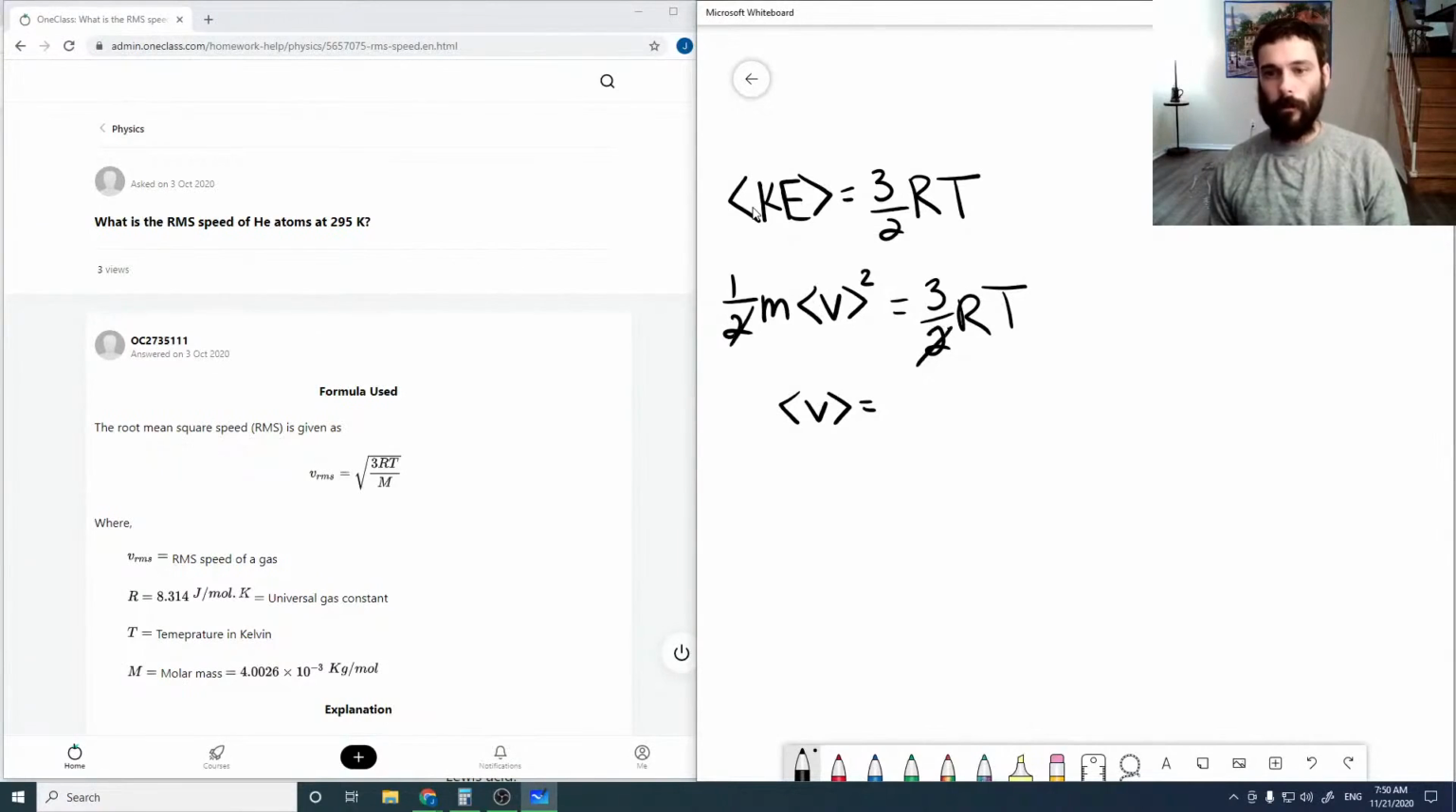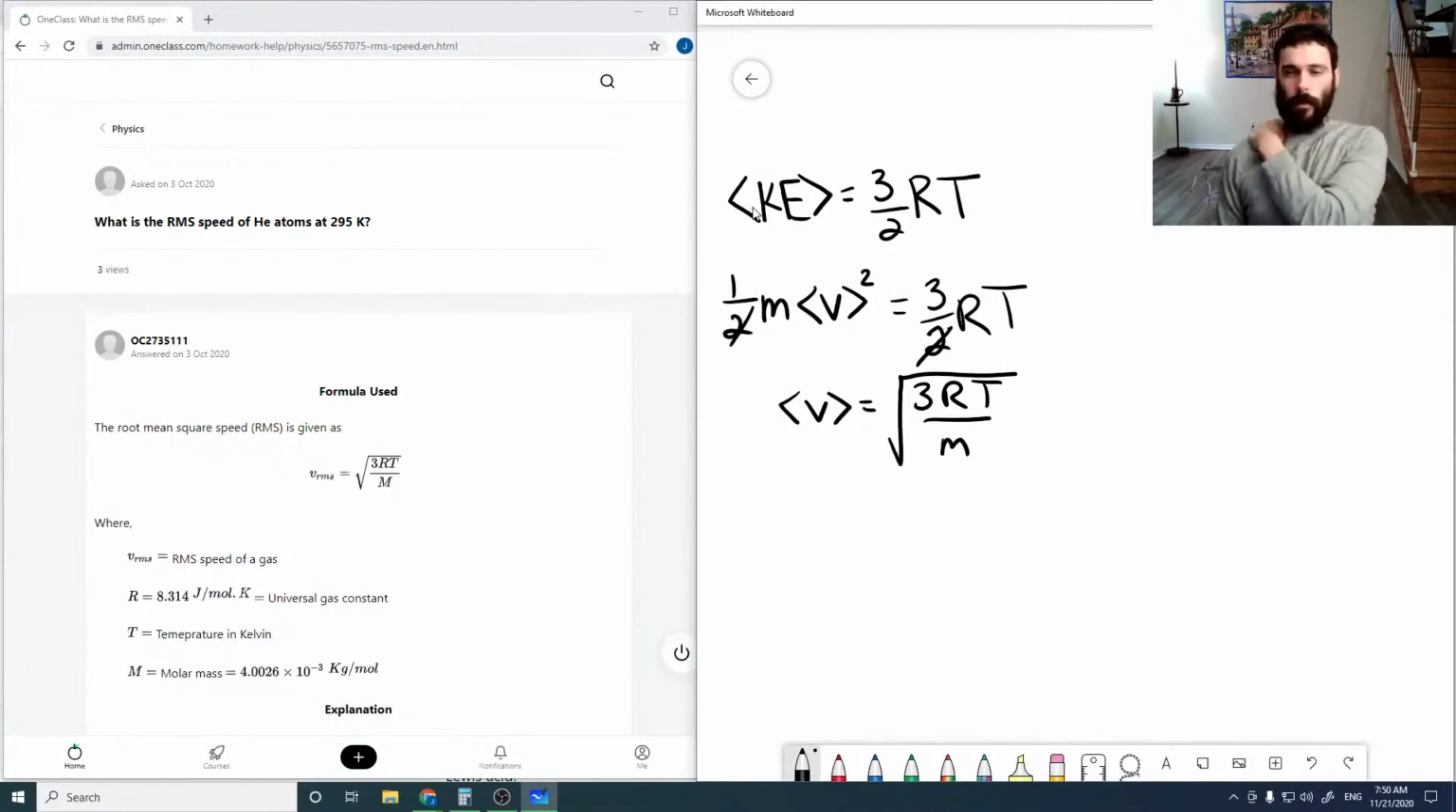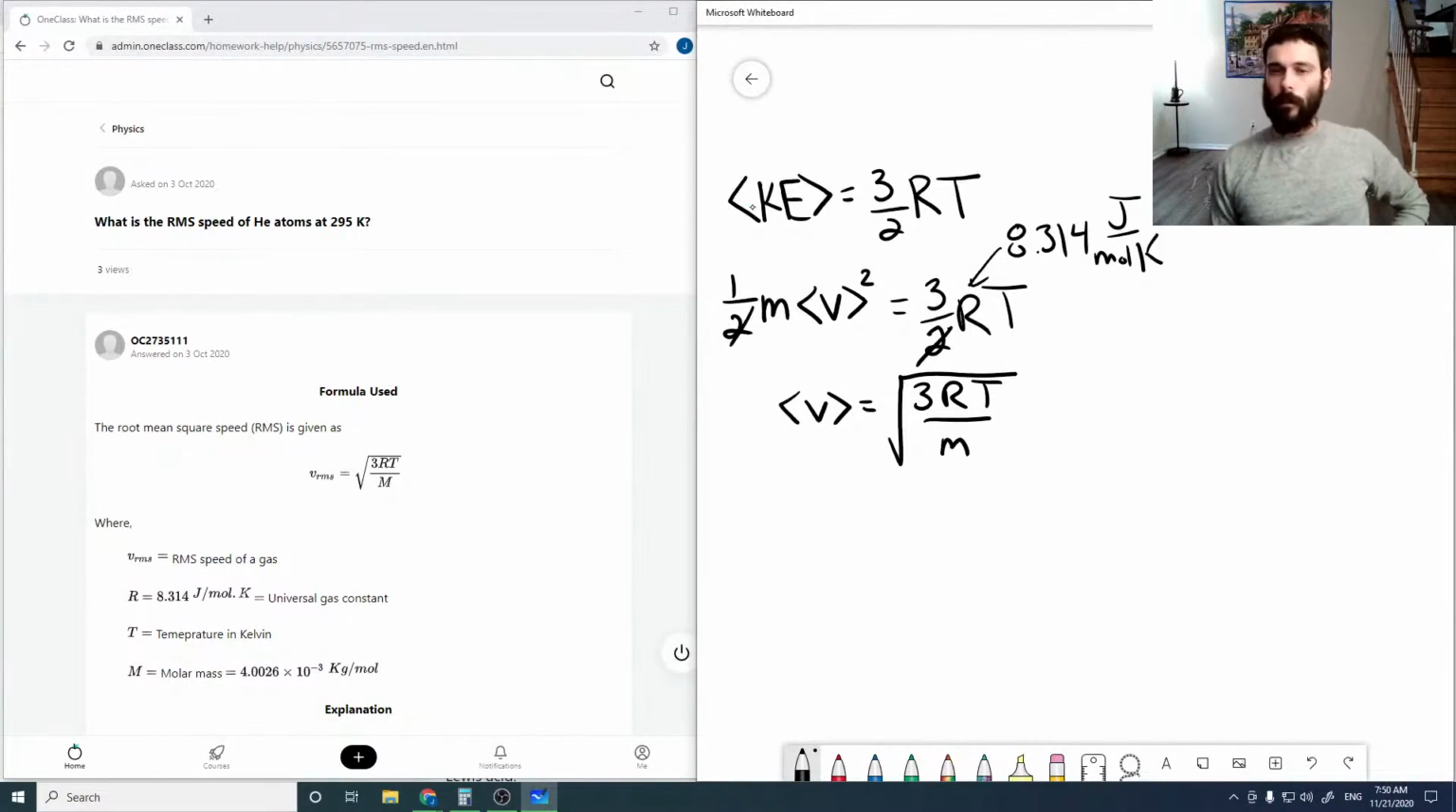These twos will cancel, and we get the square root of 3RT over m. So we have our temperature. This is our gas constant, which is 8.314 joules per mole Kelvin. I believe that's right. Yeah. That's our temperature given in the question as 295 Kelvin. And this is our mass of a helium atom.